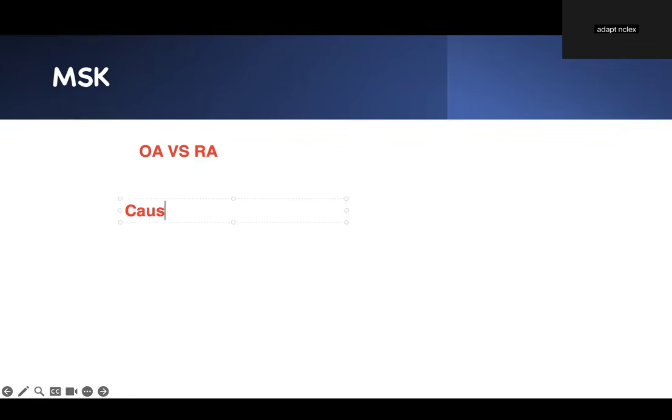First, figure out what causes it. And what causes rheumatoid? Let's put rheumatoid here like that, and then let's put osteoarthritis like that. So causes. What causes rheumatoid? It's an autoimmune disease.